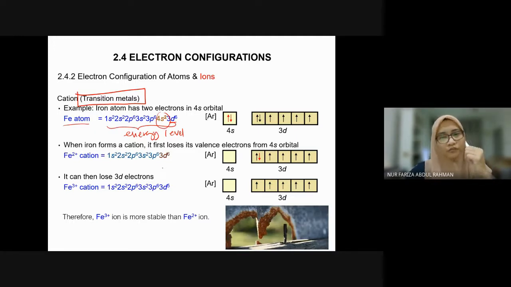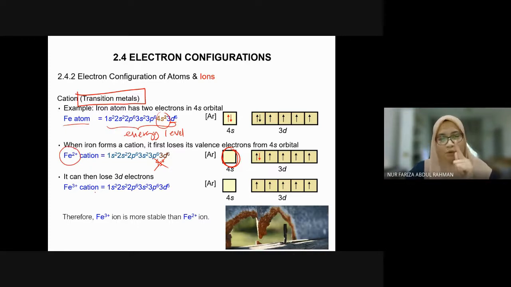Tapi bila you want to remove the electron, dia kena buang daripada outermost shell. Okay, that's why bila as you can see, nampak tak dah kena buang. First loses its valence electron from 4s orbital. Okay, so sebenarnya kat sini ada 4s tu dia dah jadi 0, 4s0. So might as well tak payah tunjuk lah. Dia dah jadi 4s0. So this is Fe2 plus cation.